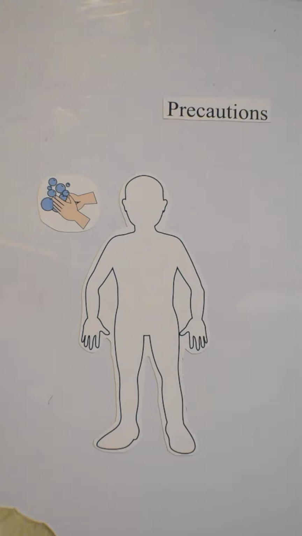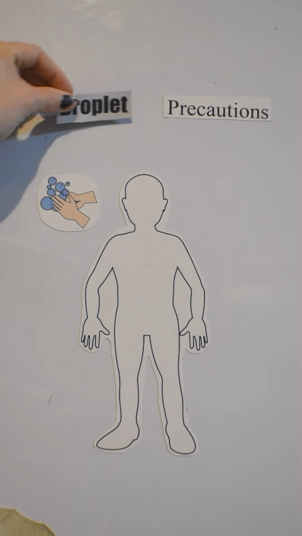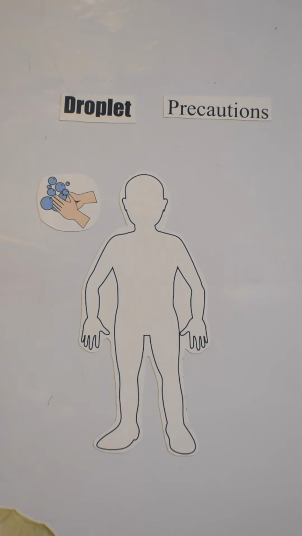Next is droplet precautions. Droplet precautions should be used for patients with known or suspected infections that can be transmitted through respiratory droplets, such as through coughing or sneezing. With these patients, you will use hand hygiene before and after patient contact.